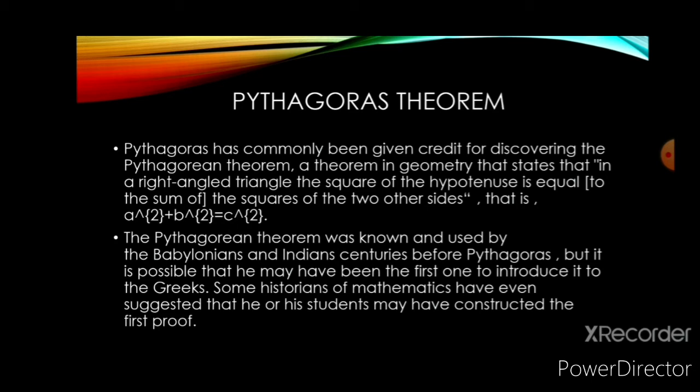The Pythagorean theorem was known and used by the Babylonians and Indians centuries before Pythagoras. But it is possible that he may have been the first one to introduce it to the Greeks. Some historians of mathematics have even suggested that he or his students may have constructed the first proof.